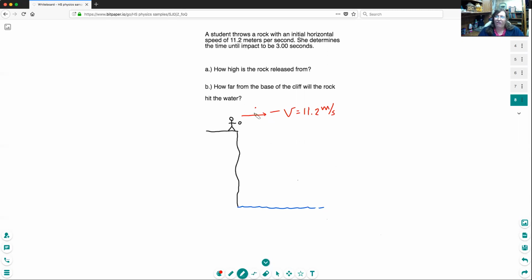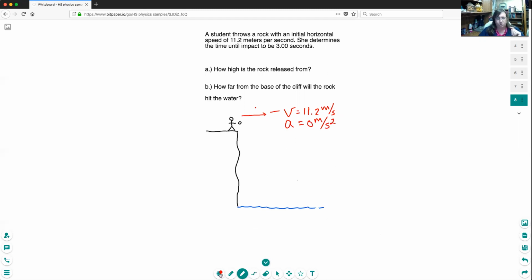Now, in the horizontal direction, remember that whenever we deal with a projectile motion problem, or motion in two dimensions, the individual dimensions are actually separate. They're independent of each other. So in this case, what's the acceleration? The acceleration is 0. There is no acceleration in this direction.